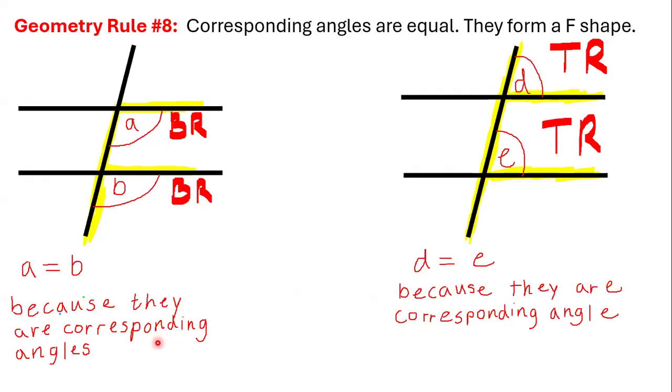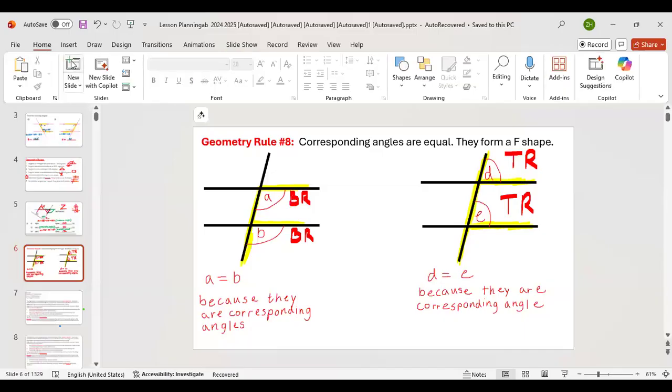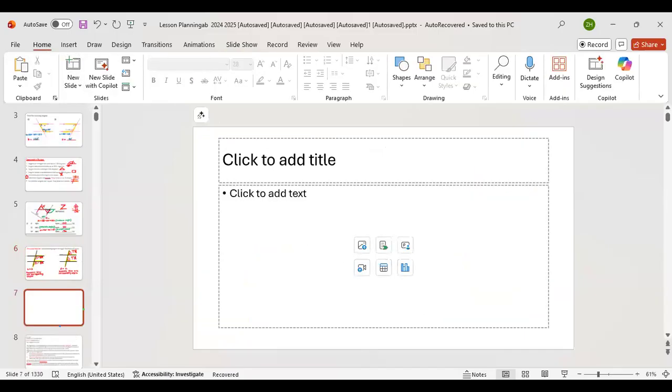All right, let's do an example. We only have a few more moments left. I can't believe it's already 9 o'clock. Let's do this one example and then we'll be out of here.